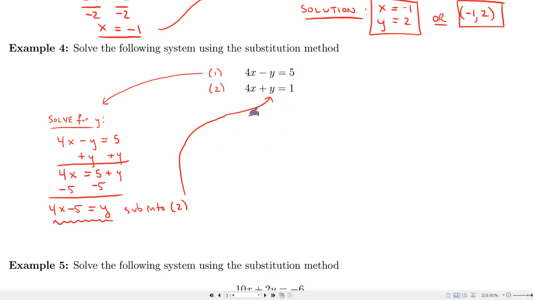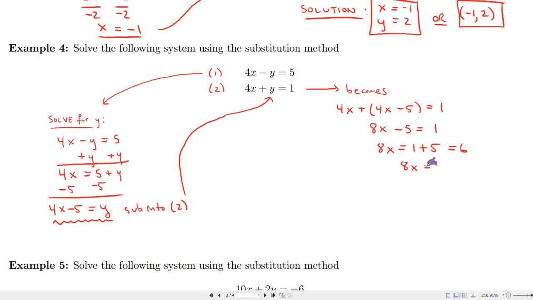Right there, right? Y is equal to this. So this becomes 4x plus y, this thing, 4x minus 5 is equal to 1, and so we have 8x minus 5 is equal to 1. So then 8x, adding 5 to this side. So 1 plus 5 is equal to 6. So we have 8x is equal to 6.